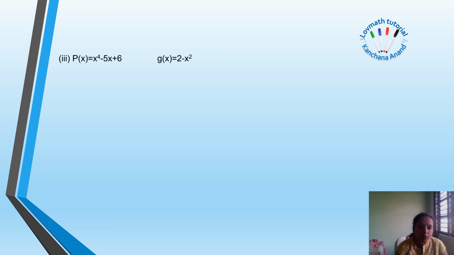Now let us solve the third problem. P of x is equal to x to the power of 4 minus 5x plus 6 and g of x is equal to 2 minus x square. Here let us make some changes to g of x. That is, g of x is equal to minus x square plus 2. I am just rearranging the terms of g of x. Now let us divide this. That is, minus x square plus 2 is divided by x to the power of 4 minus 5x plus 6.